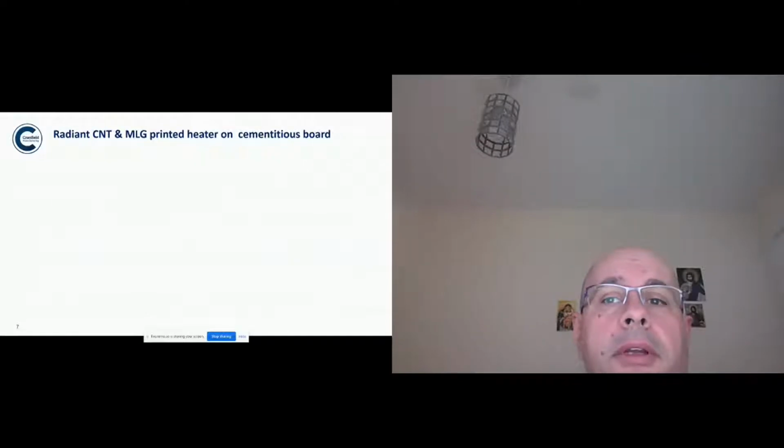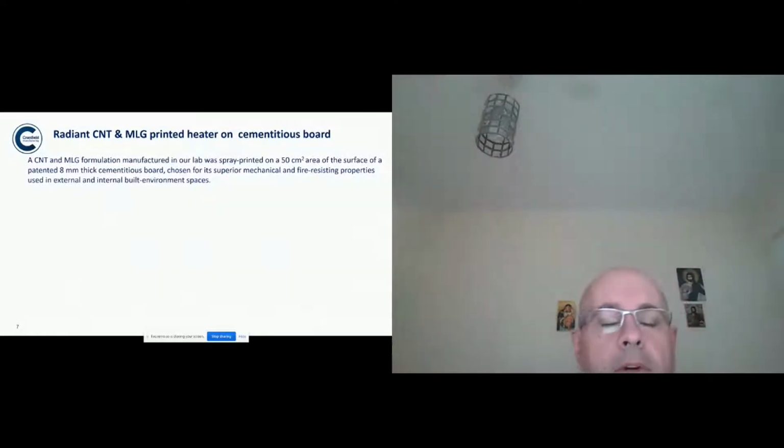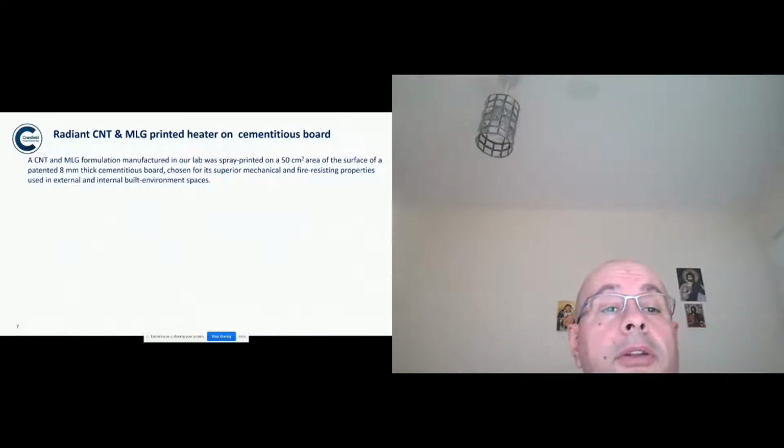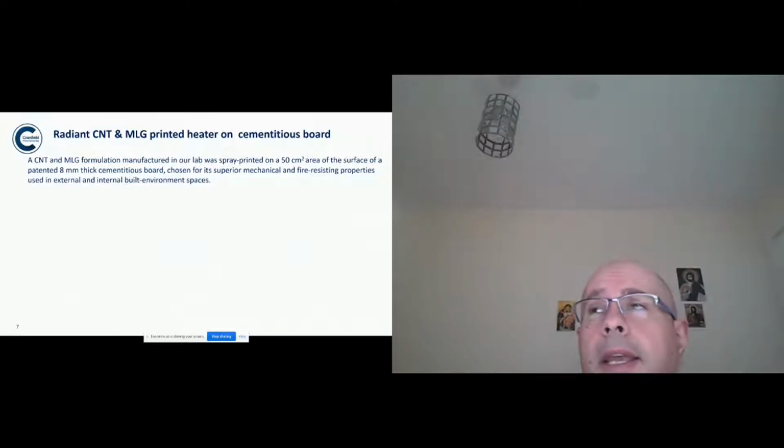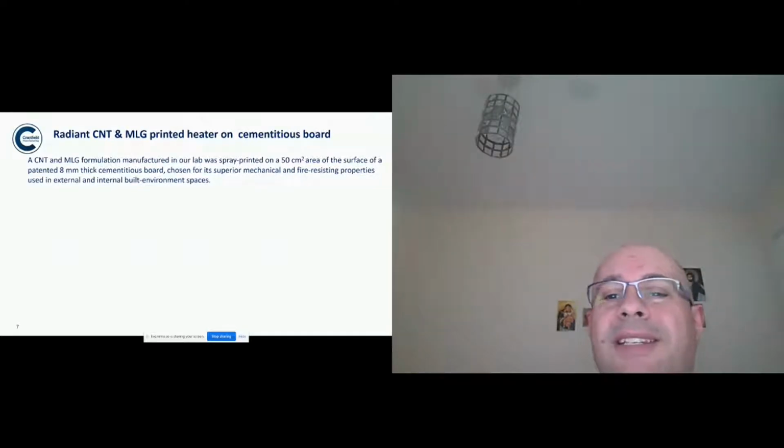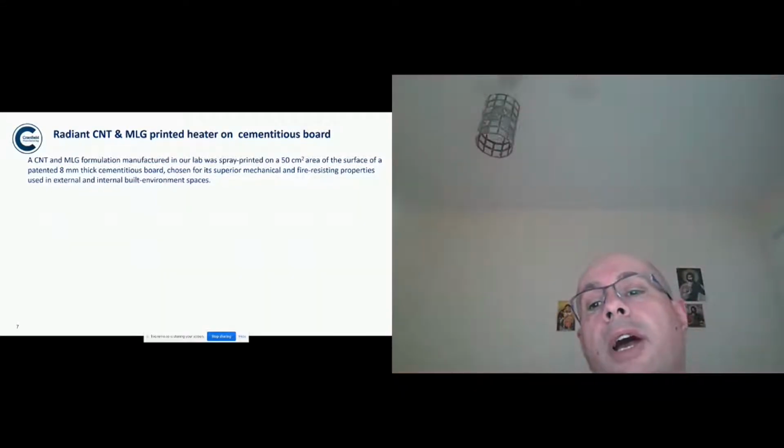So we went about in our lab, creating a formulation of carbon nanotubes and multi-layer graphene. We spray painted a 50 square centimeter area of the surface on a patented cementitious board. And this is a board that has been chosen specifically for its mechanical point load benefits in the built environment, which are superior to ceramic tile. And crucially, because of its fire-resisting properties when it's used in internal and external spaces.